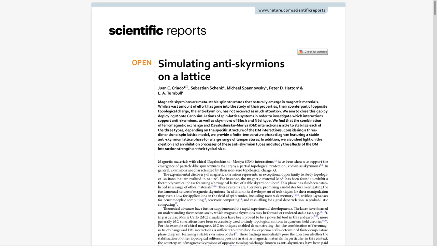Think of it like a dance choreographer for those magnetic spins. Depending on the type of DM interaction, the spins will arrange themselves in completely different ways, forming different types of magnetic dances, like a waltz for Bloch skyrmions, a tango for Neel skyrmions. And for our elusive anti-skyrmions, what kind of dance move are we talking about? That's the exciting part. They found a specific type of DM interaction that leads to these anti-skyrmions forming a stable, repeating pattern. We're talking about a whole anti-skyrmion lattice phase, like finding not just one snowflake, but a whole blizzard of them, all perfectly arranged.